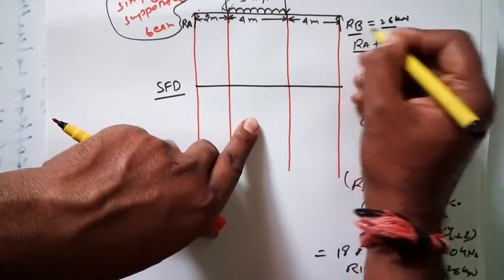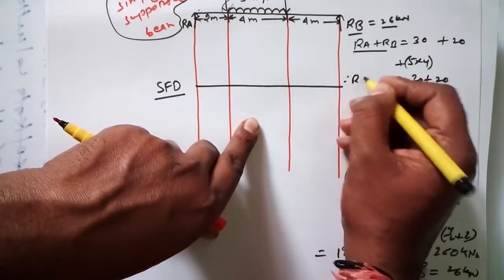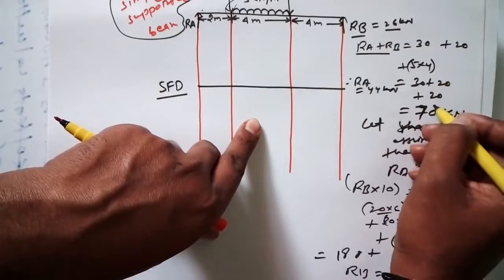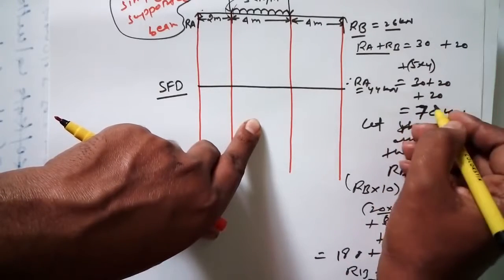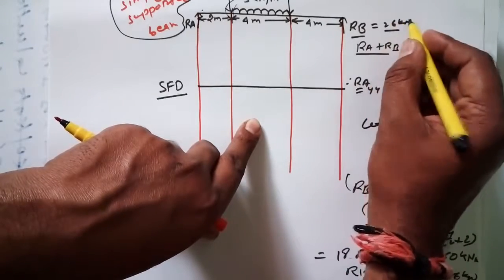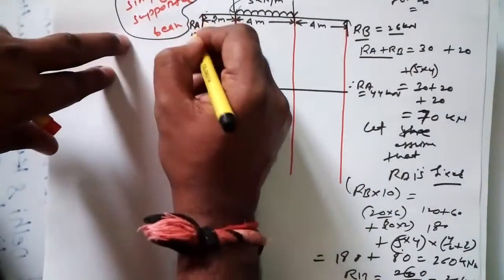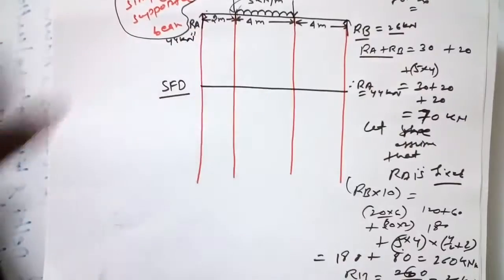If RB is equal to 26, then RA is equal to 44. Simply I have done one thing: 70 minus 26, which is equal to 44 kilonewton. So this would be 44 kilonewton.